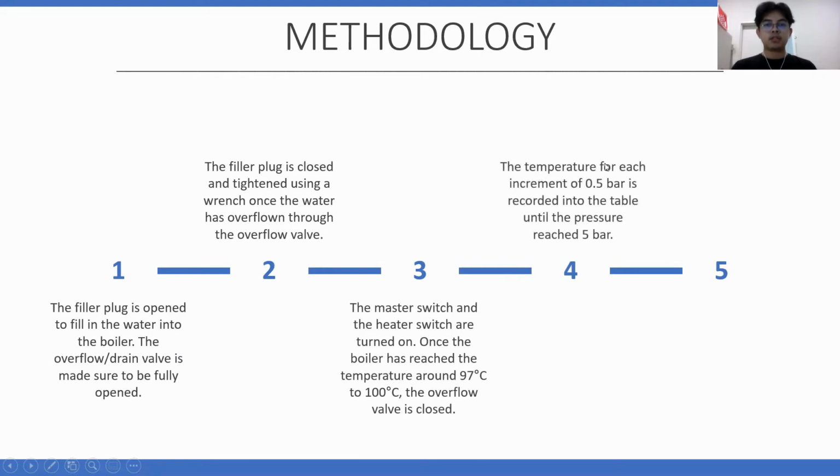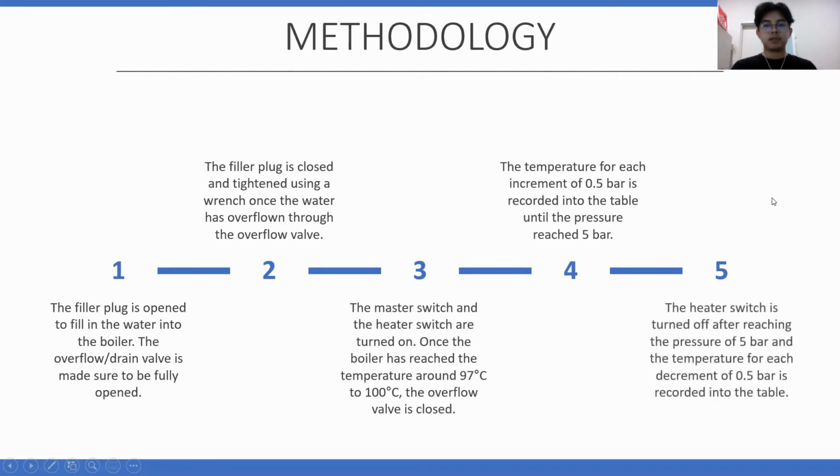Number 4, the temperature for each increment of 0.5 bar of pressure is recorded into the table until the pressure reaches 5 bar. Finally, the heater switch is turned off after reaching the pressure of 5 bar, and the temperature for each decrement of 0.5 bar is recorded into the table.